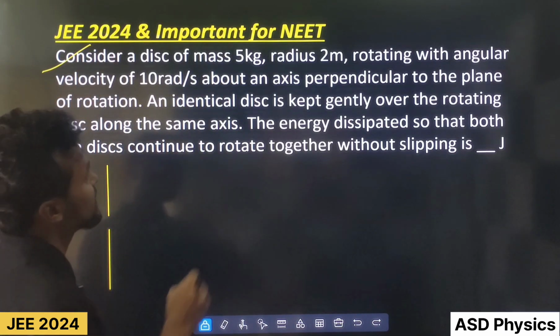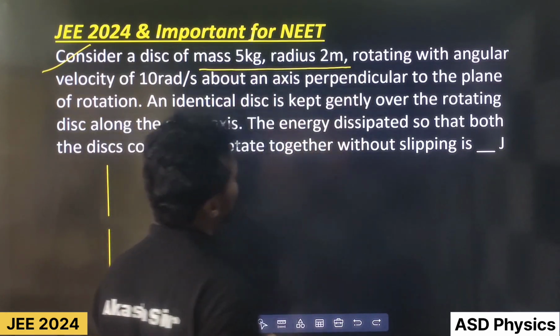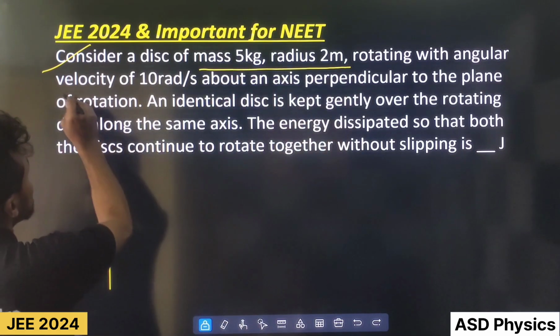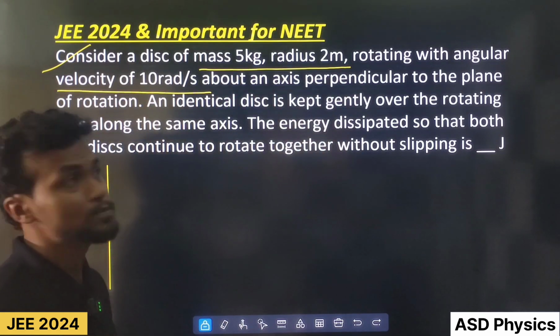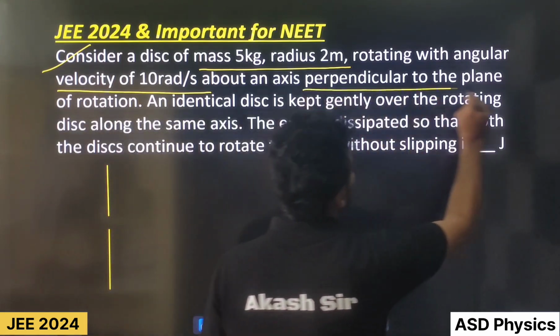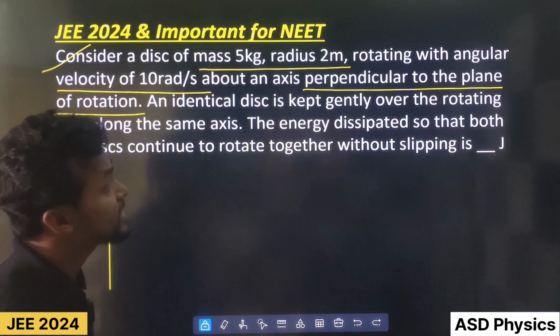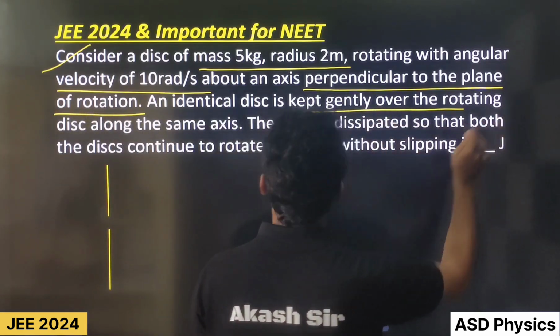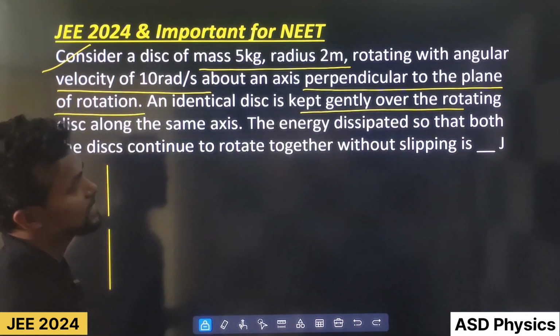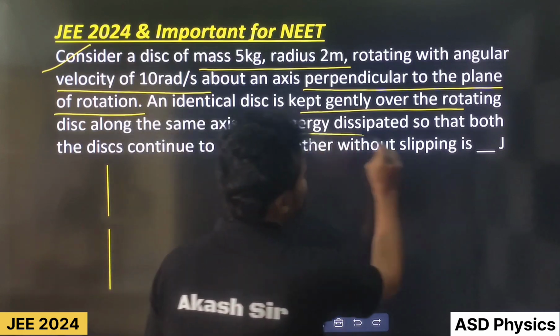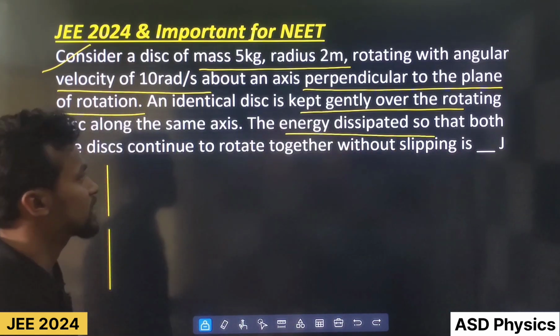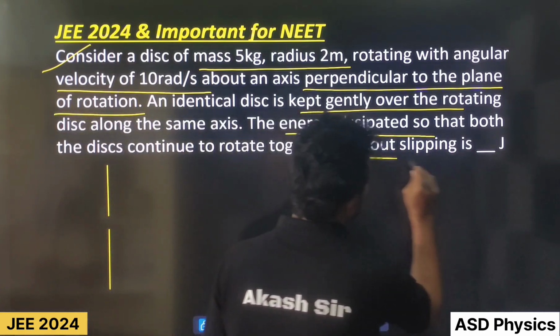The question is: consider a disk of mass 5 kg, radius 2 meter, rotating with an angular velocity of 10 radian per second about an axis perpendicular to the plane of rotation. After that, an identical disk is kept gently over the rotating disk along the same axis. The energy dissipated so that both the disks continue to rotate together without slipping is.